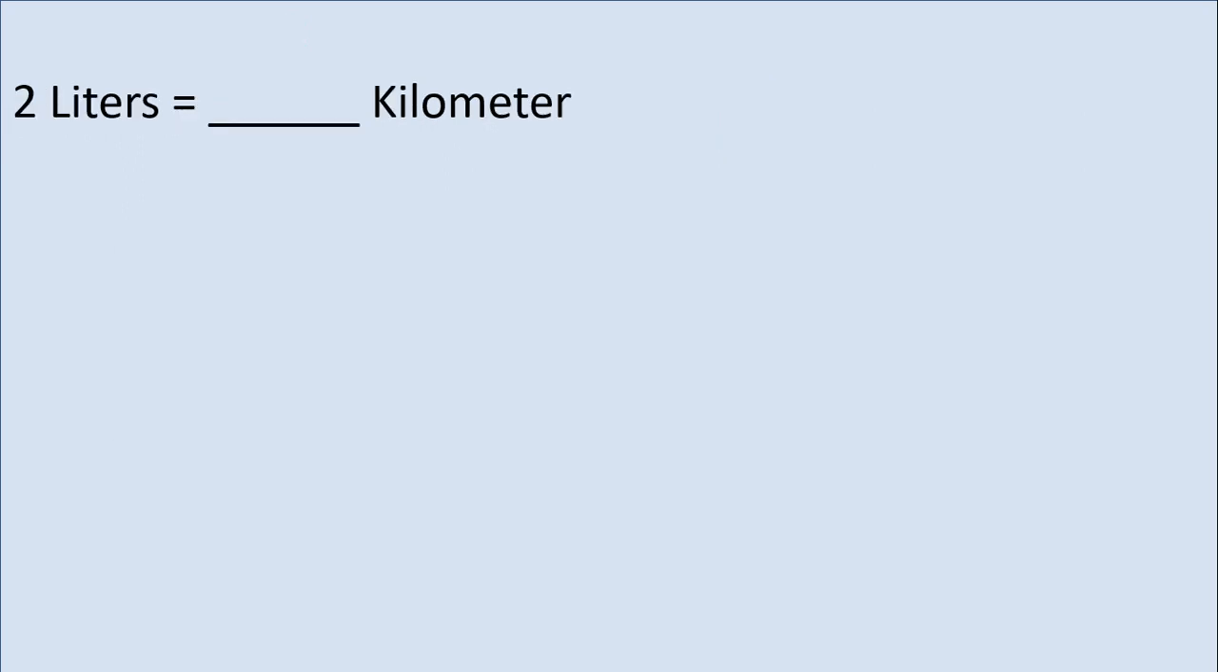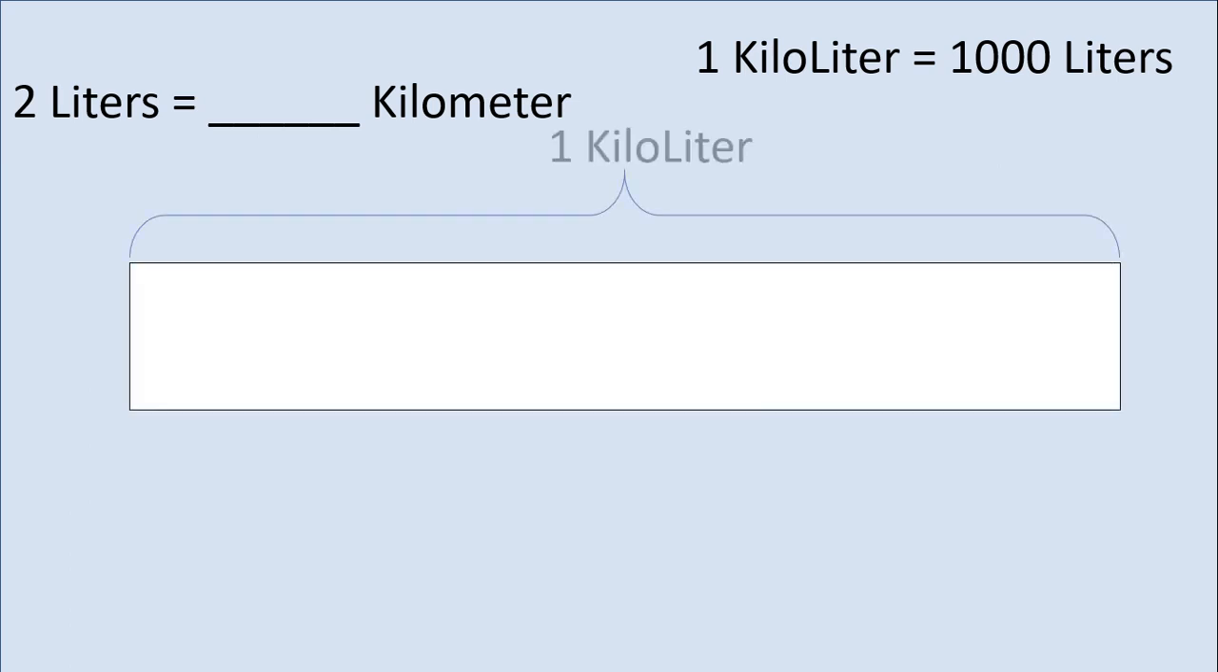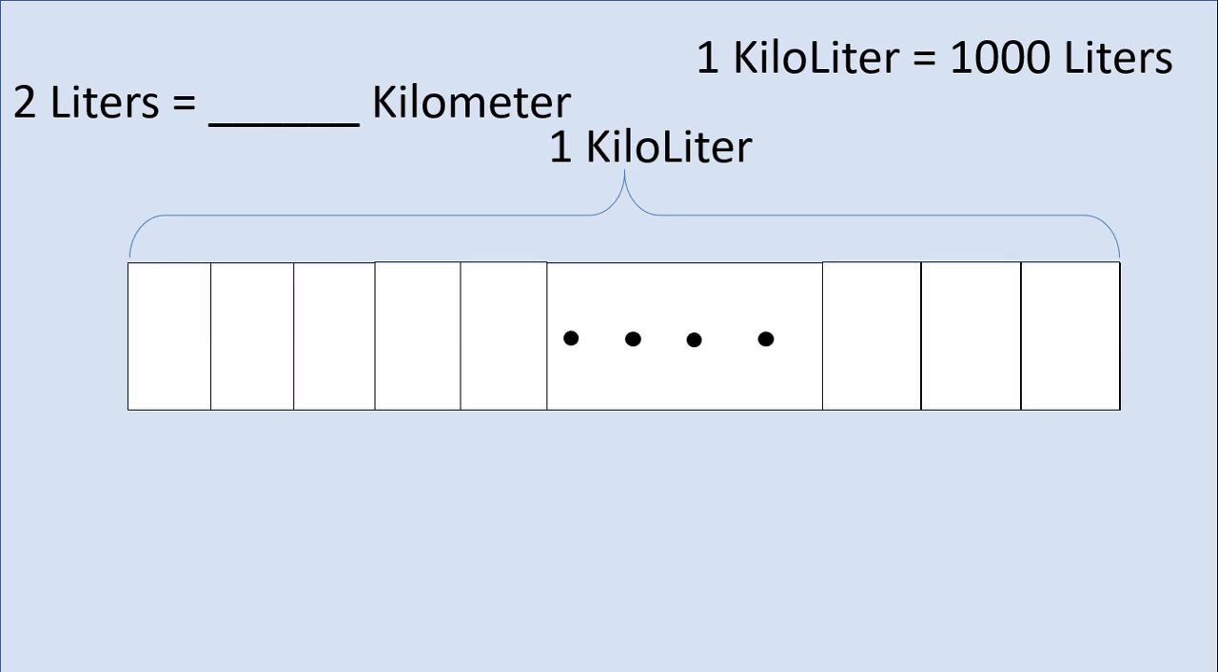Here we have 2 liters. I'm going to rewrite this as kiloliters. Remember, 1 kiloliter is equal to 1,000 liters. So our total tape diagram is going to be worth 1 kiloliter. There's 1,000 liters in a kiloliter, so we're going to break our tape diagram into 1,000 parts. 1,000 is a big number, so we're going to just do the dot, dot, dot in the middle.